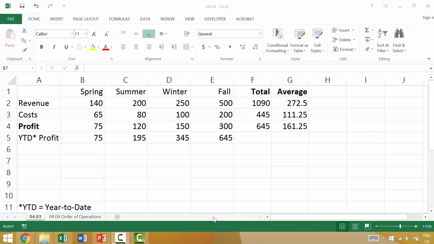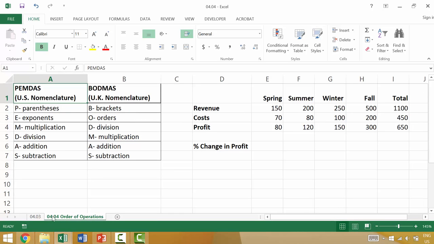So earlier in the course, we looked at the idea of calculating year-to-date profits, and that was fun. If you go to the second tab or the second worksheet here, titled 04.04, Order of Operations, you'll notice on the right portion of our screen, we have a column which is labeled PEMDAS, and then the second we have BIDMAS. And there are two different nomenclatures or two different ways of thinking about the order of operations within Microsoft Excel. The first is that of parentheses.